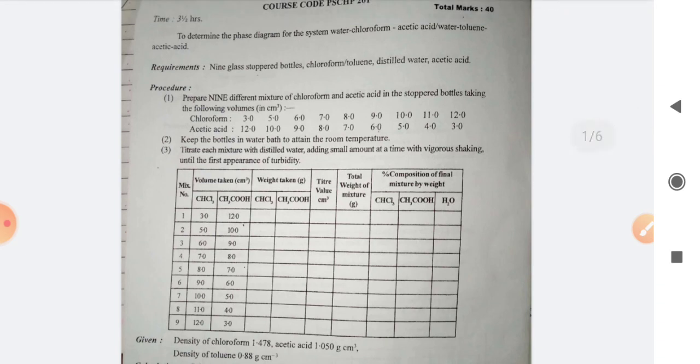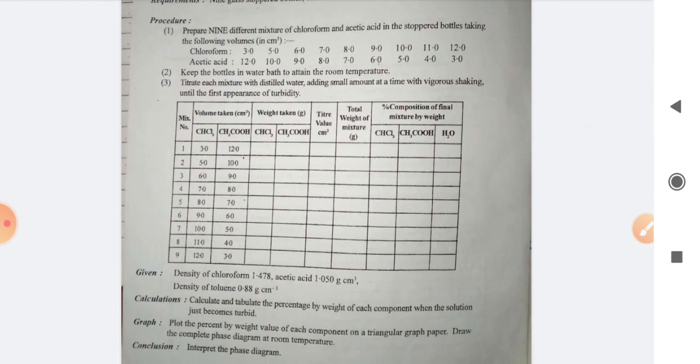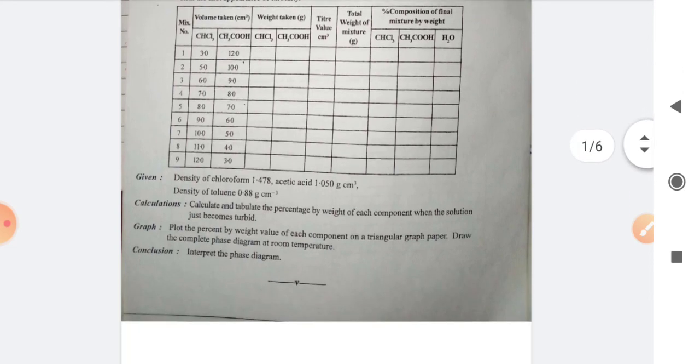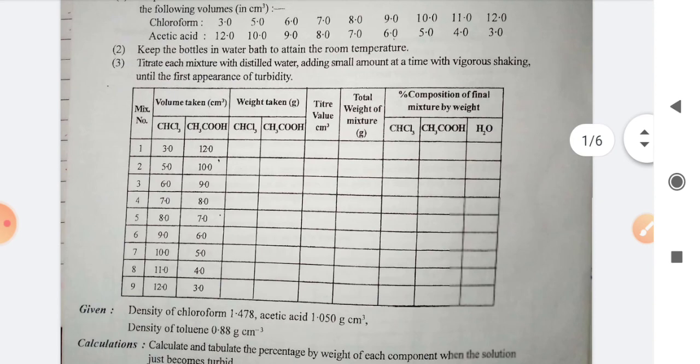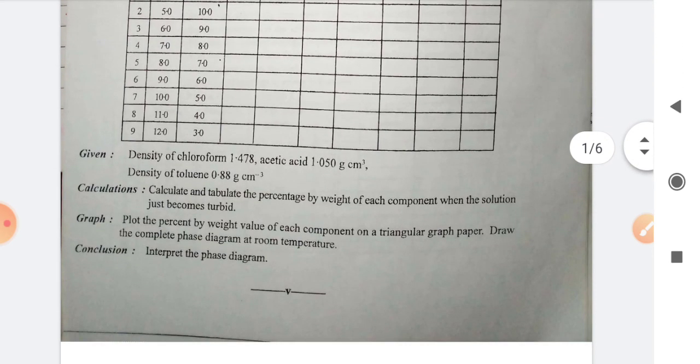Here we have two types of calculation. One is to find out the weight of each component, and another is to find out the composition of each mixture, the percentage composition of each mixture. Now, next we will see the second potentiometric practical, or the instrumental practical.